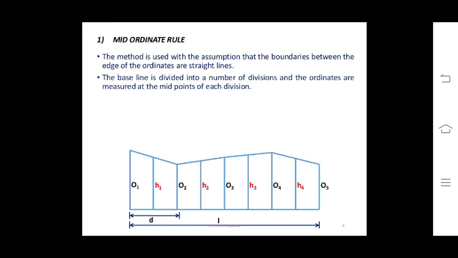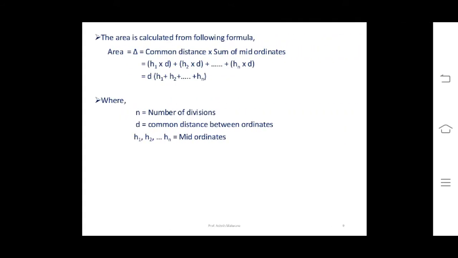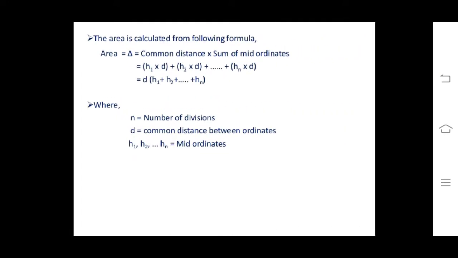The baseline is divided into a number of divisions and the ordinates are measured at the midpoints of each division. So, as shown in the figure, O1, O2, O3, O4 are the ordinates at the midpoints and endpoints of the given chain line, in which d is the distance between two cross-sectional areas and L is the total length of chainage.